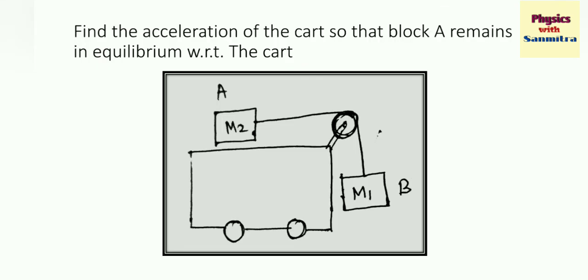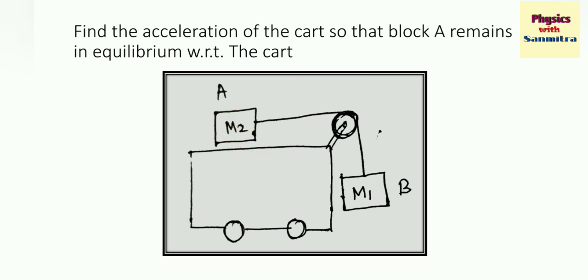Okay, now let's solve a question. Find the acceleration of the cart so that block A remains in equilibrium with respect to the cart. This is block M2. This is block A. This is block B. B is M1 and A is M2, the mass. There is a cart and there is a pulley, this arrangement. Now, this cart will be given an acceleration in such a manner that this block A will remain stationary or in equilibrium with respect to this block.